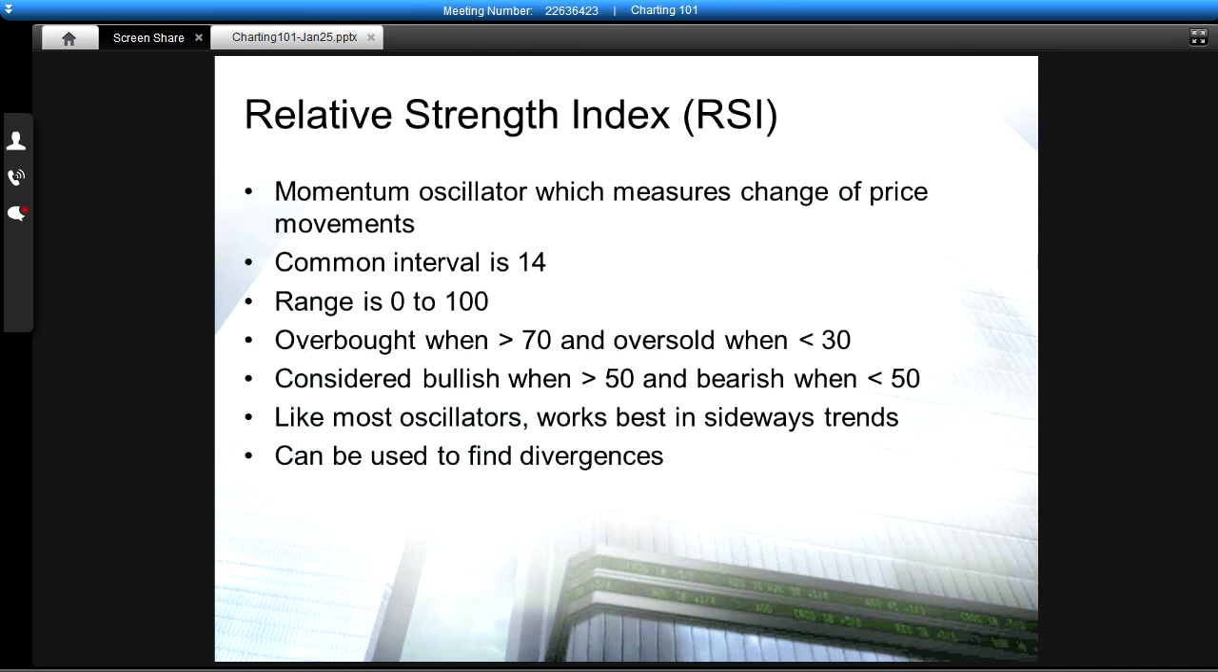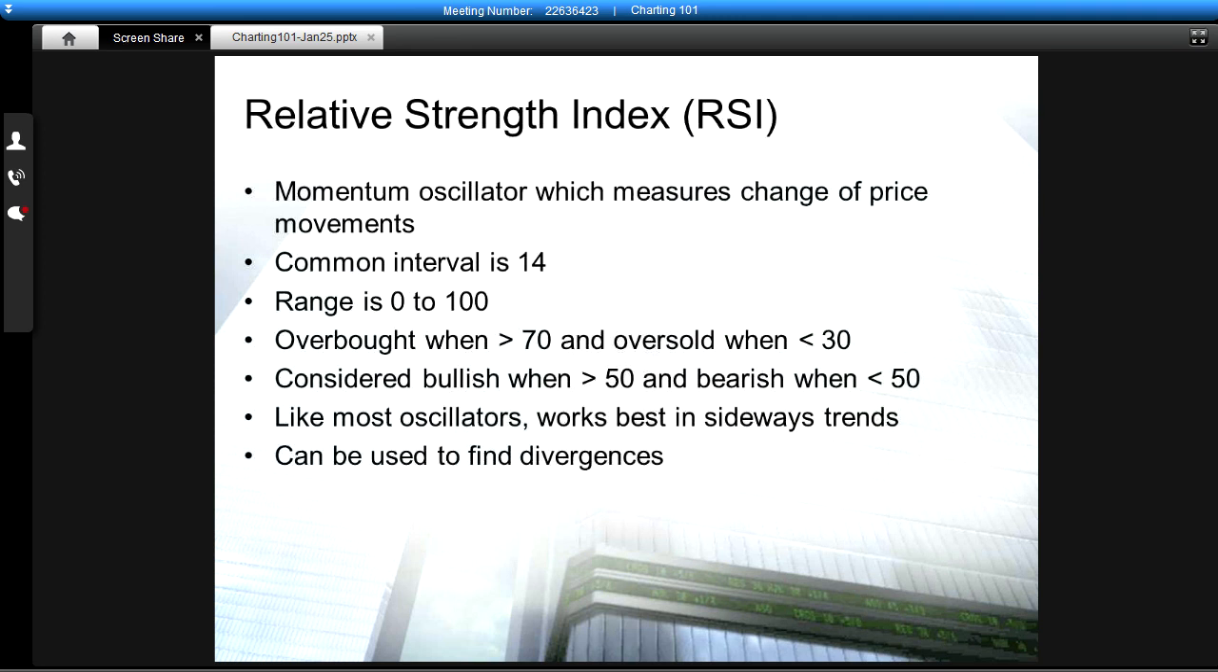The last indicator that we're going to talk about is the relative strength index. It's another momentum oscillator that measures the change of price movements. The common interval is 14, meaning that it looks back the last 14 days. It's range bound, meaning that the range is from 0 to 100. With this, though, it's considered overbought when it's over 70, and considered oversold when it's under 30.